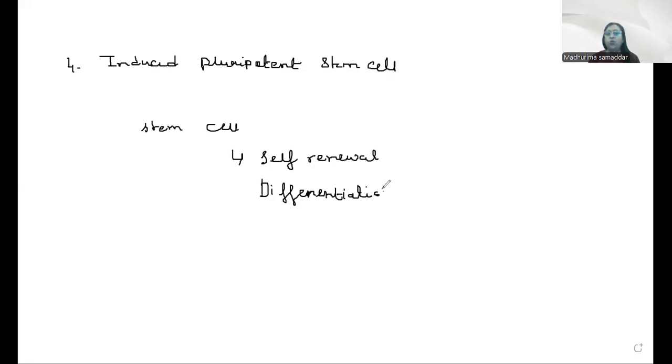So this is a small overview of the stem cell and the regenerative medicine. We'll study in details about this in our next class.